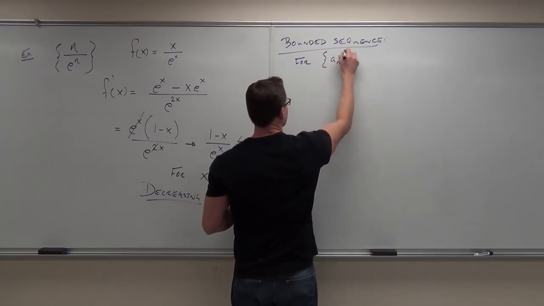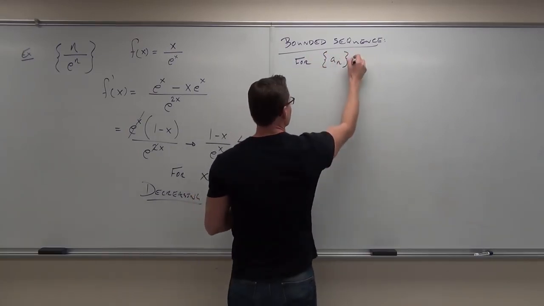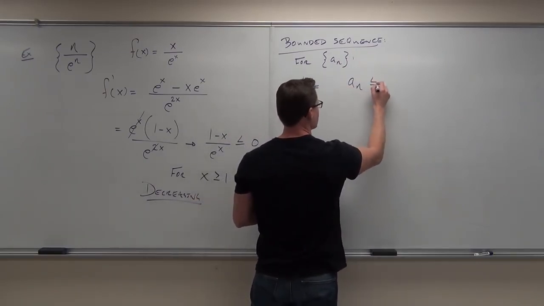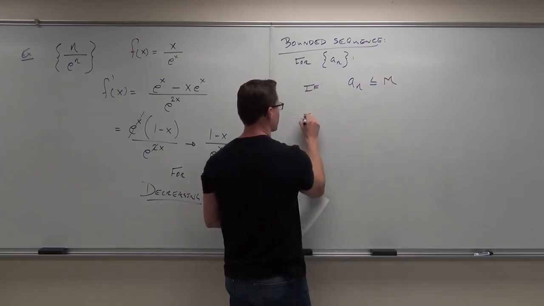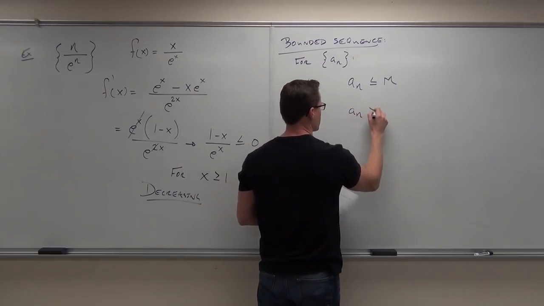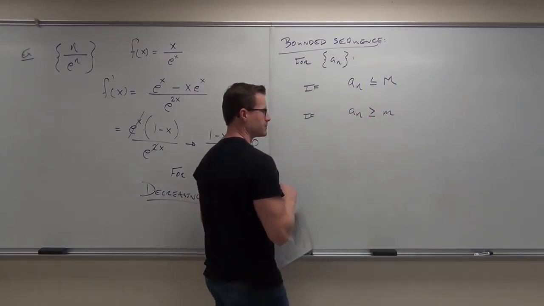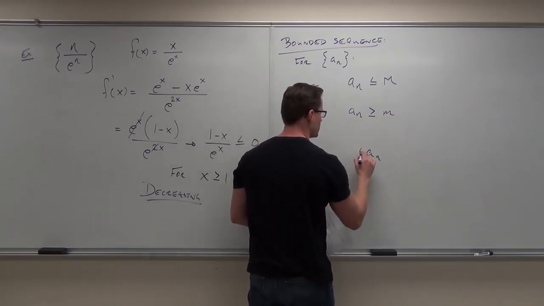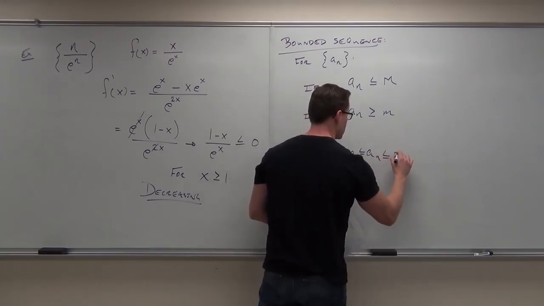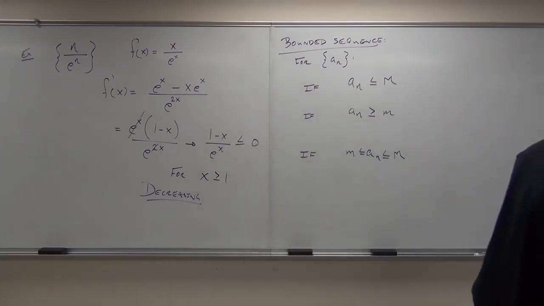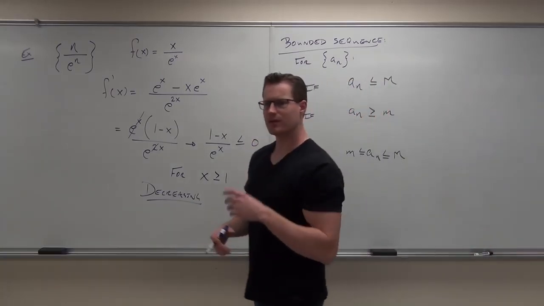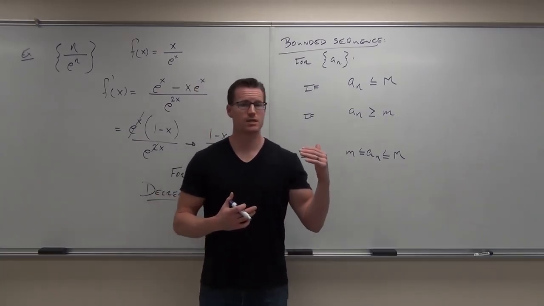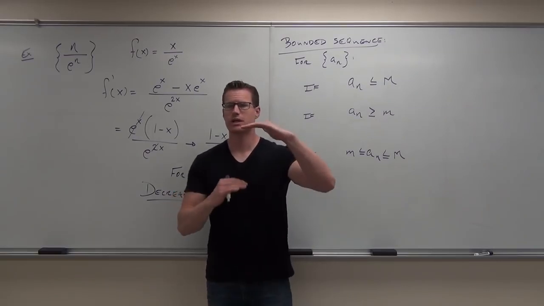For some sequence, if a sub n is always less than some number, if a sub n is always greater than some number, if a sub n is always between two numbers. Bounded means this idea that the sequence is contained somewhere. The sequence never goes above a certain number, the sequence never goes below a certain number, or the sequence is between two numbers forever.